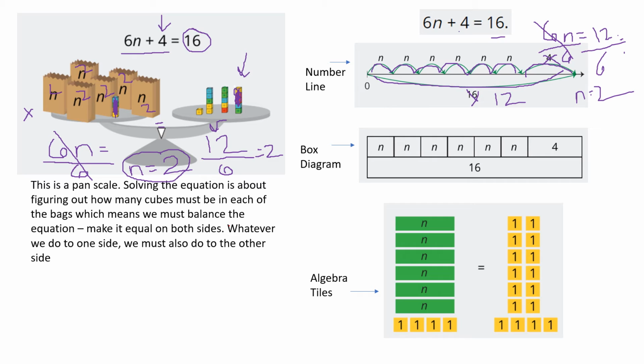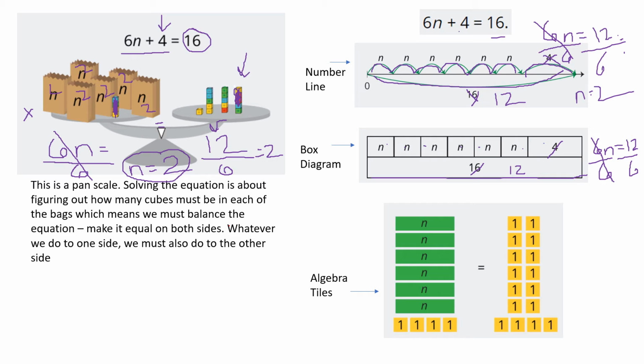Another way to represent them, as I've already stated, is through the box diagrams. So 6n, we've got the 1, 2, 3, 4, 5, 6n, plus the 4, equals the whole thing here, which is your 16. Same thing again, if I take 4 away from the top, I've got to take 4 away from the bottom. I'm left with 12. So this shows 6n on the top equals 12 on the bottom. Then when we divide again to isolate the variable, the 6's cancel out and we're left with n equals 2.